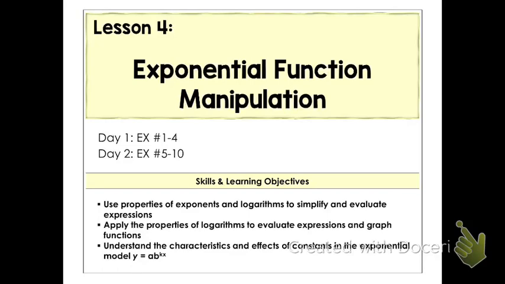Alright, lesson 2.4 is exponential function manipulation. And so for this lesson, our skills and learning objectives are going to use the properties of exponents and logarithms to simplify and evaluate expressions. We're going to apply the properties of logarithms to evaluate expressions and graph functions and understand their characteristics and effects of constants and the exponential model y equals a times b raised to the kx.